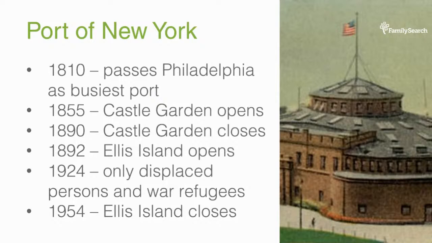So keep in mind that if you've always assumed your ancestor came in 1873, that they came through Ellis Island, they didn't. Ellis Island did not exist at that point in time.